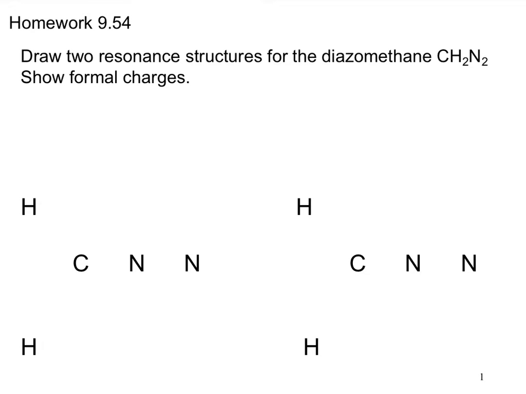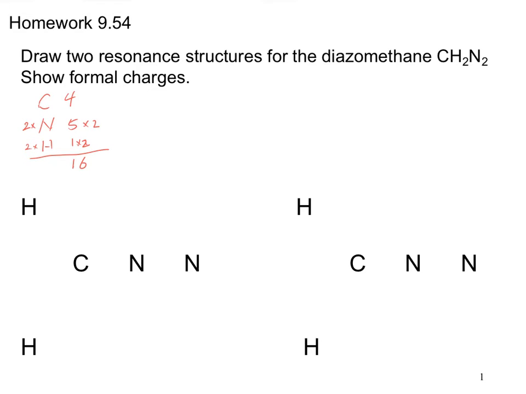In this problem, we need to draw two resonance structures for diazomethane, CH2N2, given the following skeleton. So we need to work it out as a Lewis structure. First, we count that carbon has 4 valence electrons, and nitrogen has 5 valence electrons. We have 2 nitrogens, so 5 times 2, and hydrogen has 1 valence electron, with 2 hydrogens. In total, we have 16 valence electrons.